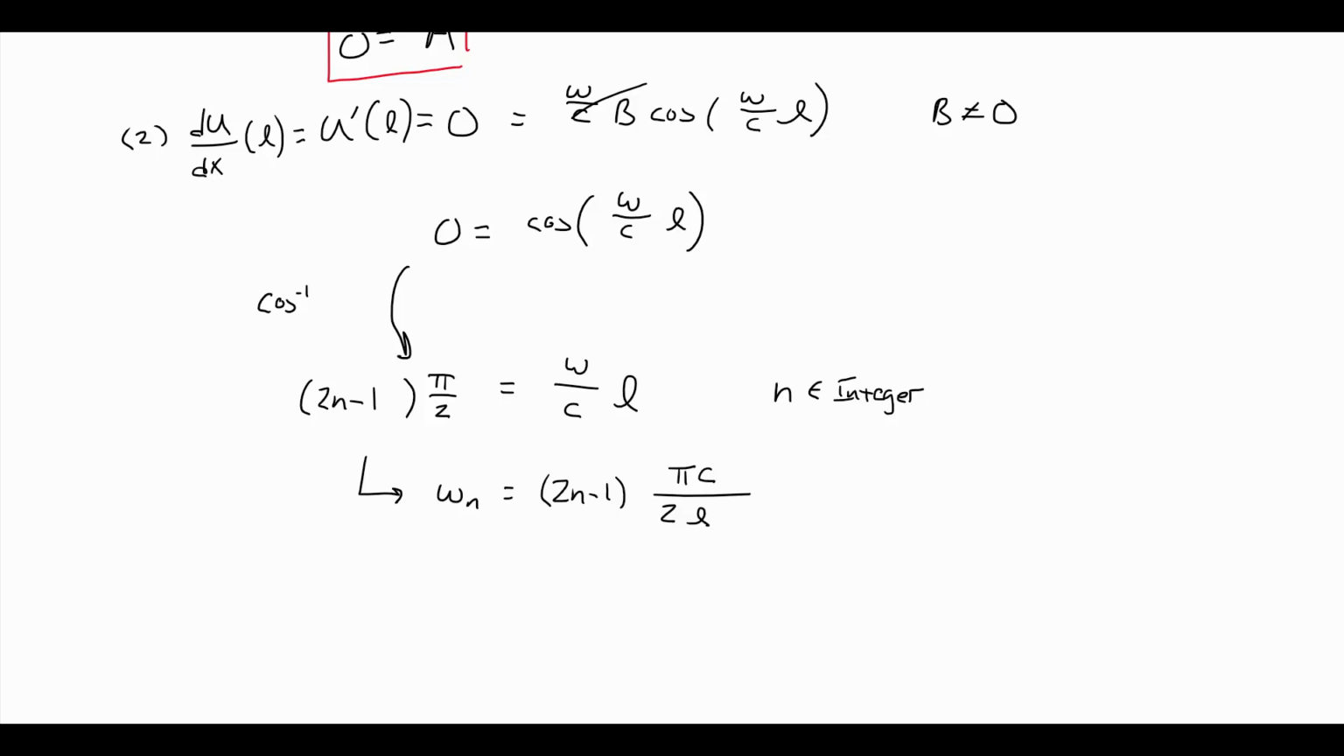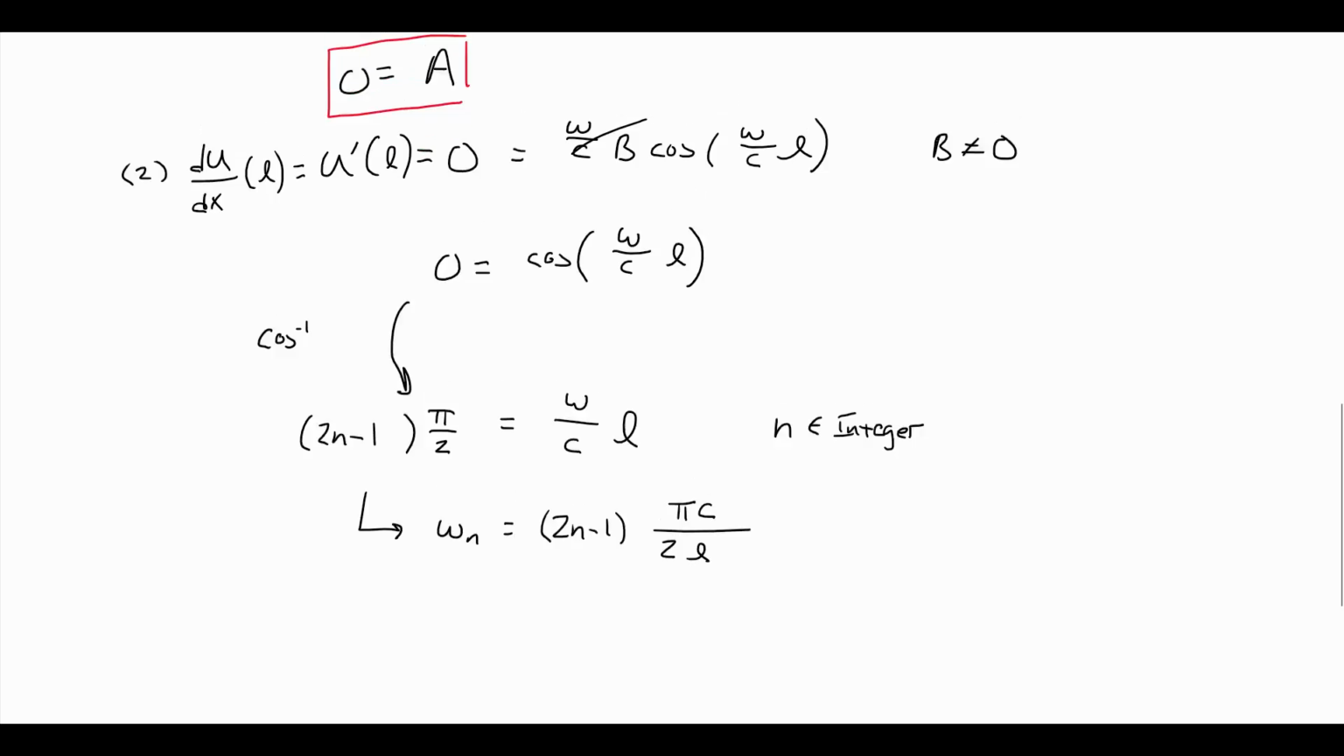So notice they are different than in the string example, where there we knew that even though it was a string rather than a bar, the boundary conditions would look the same. When we got to this second boundary condition in the previous problem, we had a sine of omega c over L left, and then we were left with pi, 2 pi, 3 pi, etc. But here we have odd multiples of pi over 2, so the natural frequencies look different.